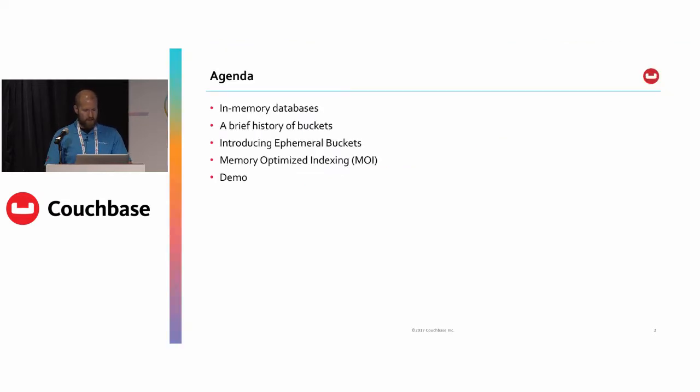Just a quick agenda. First, we'll discuss in-memory databases, a brief history of buckets, talk about the ephemeral buckets feature, what it does and what some of the limitations are, as well as memory optimized indexes, and then we'll do a quick demo so you guys can see those features in action.